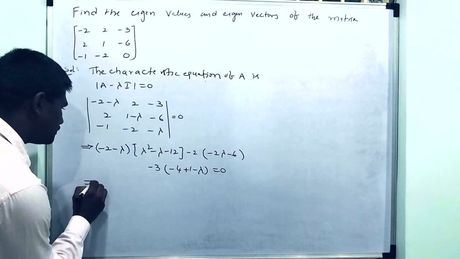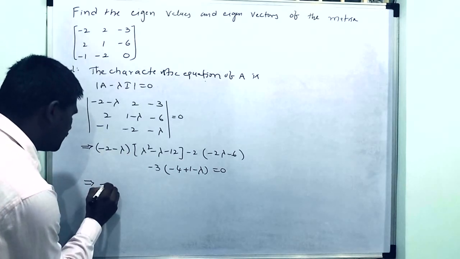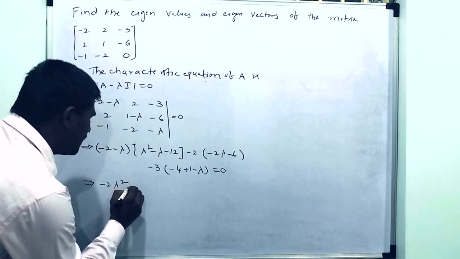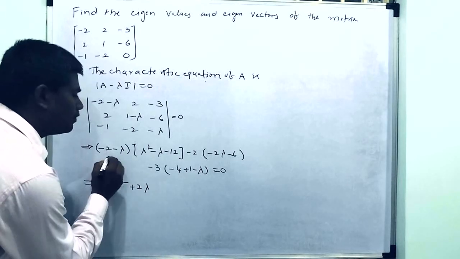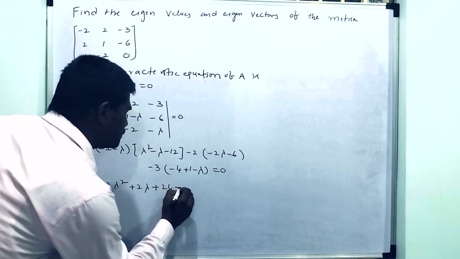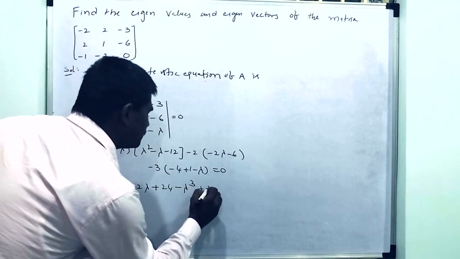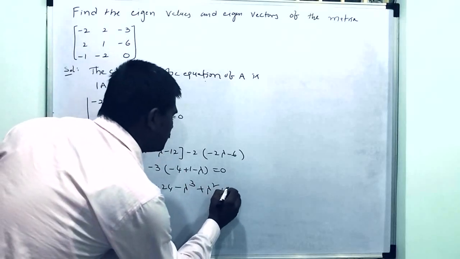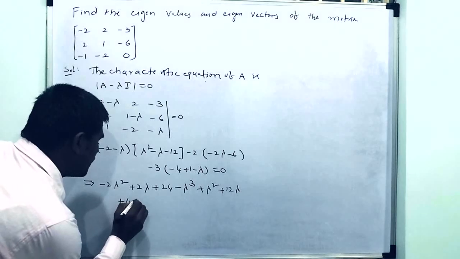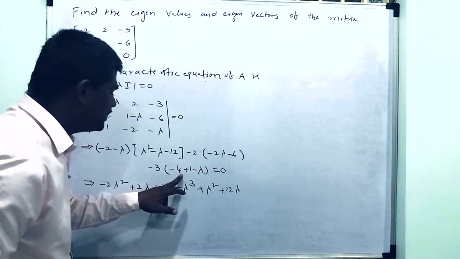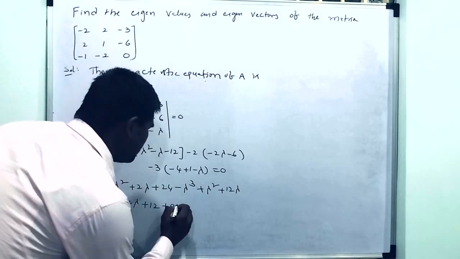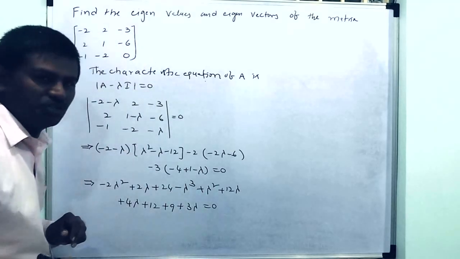That implies -2 lambda square, plus 2 lambda, plus 24. And minus lambda cube, plus lambda square, and plus 12 lambda. -2 into -2 lambda, plus 4 lambda, plus 12. -4 plus 1, -3, -3 into -3, plus 9, plus 3 lambda, equal to 0.